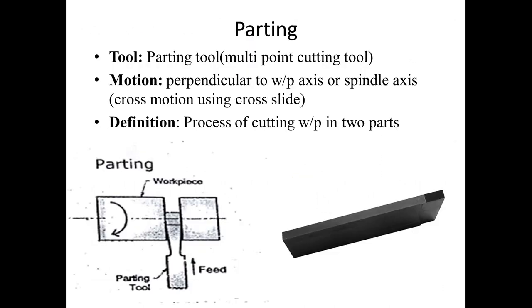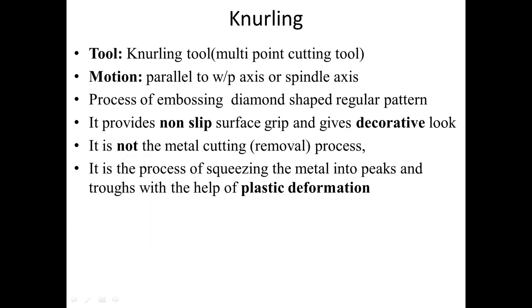Parting operation. Parting is similar to grooving, where again we have a multi-point cutting tool for the parting operation. The motion again here is perpendicular to the spindle axis and it's given by using the cross slide. Definition of parting is, it's cutting the workpiece in two parts. So we are parting the workpiece. Cutting the workpiece in two parts, that we can say is parting, and that's the difference between parting and grooving. Grooving is creating a small groove inside a cylindrical workpiece.